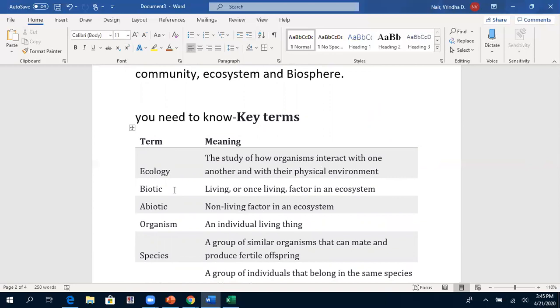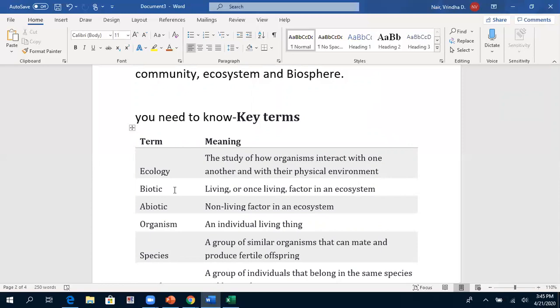So first let's see what biotic means. The word biotic means living, or once living, factors in the ecosystem. Whenever we talk about biotic factors, they are things that are either living or were once living. For example, if you see a bone of a chicken on the ground somewhere, it was once living, so it is also considered a biotic factor.